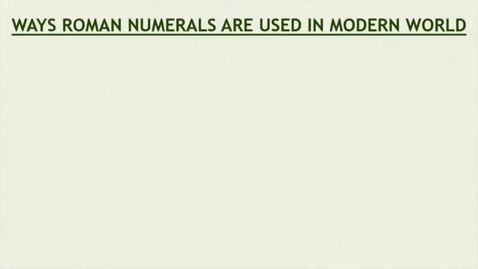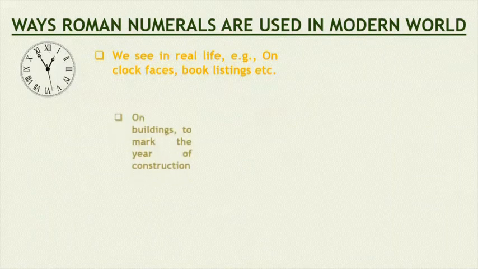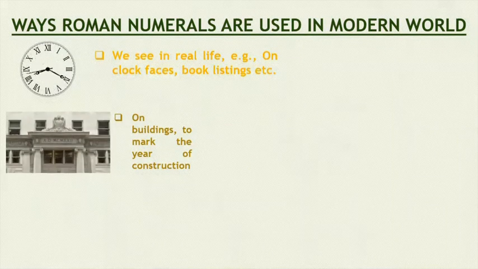Number 1. We see these Roman numerals in real life. Example, clock faces, book listings, etc. Number 2. We see these on buildings to mark the year of construction, as you can see in this photo.